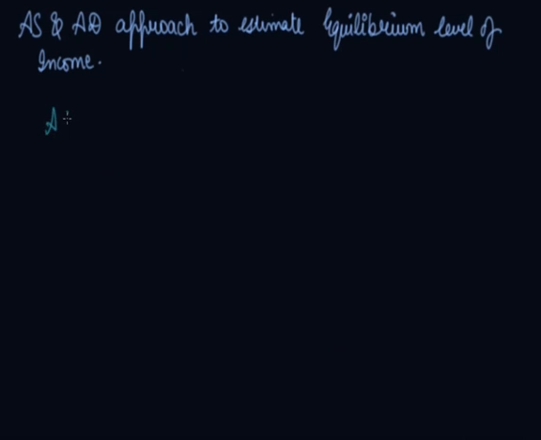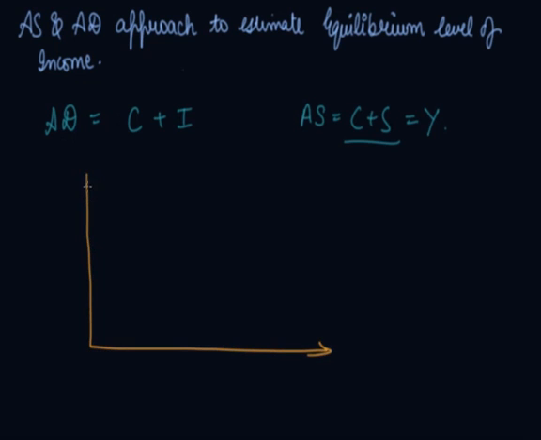We know that your aggregate demand is equal to your consumption expenditure plus your investment expenditure. And we know that your aggregate supply is equal to C plus S, where consumption plus savings is equal to your income, right? So, in aggregate demand, what were the things we used to take on the graph?